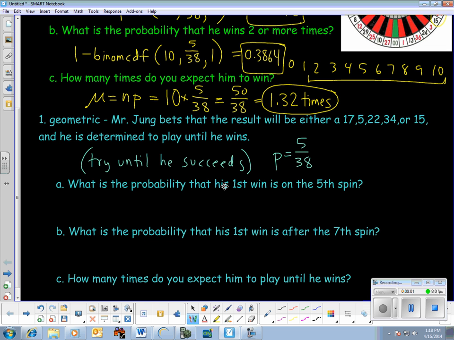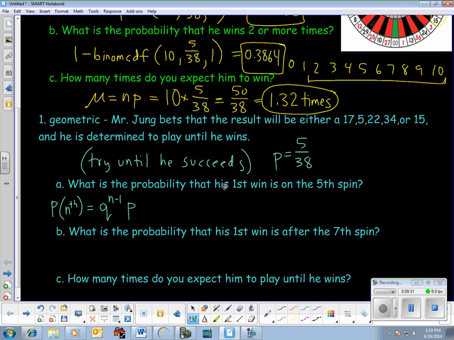Now, you can do this in your calculator with the geometric PDF and CDF. I think it's easier to do these by hand. If I'm going to win on my 5th try, that means I failed 4 times. So the formula here is q to the n minus 1 times p. This is the probability that I succeed on the nth trial.